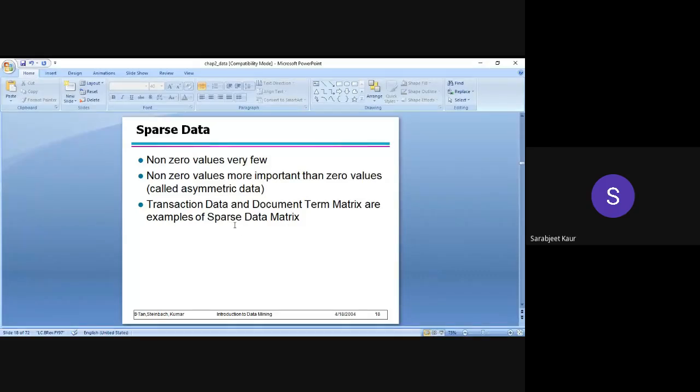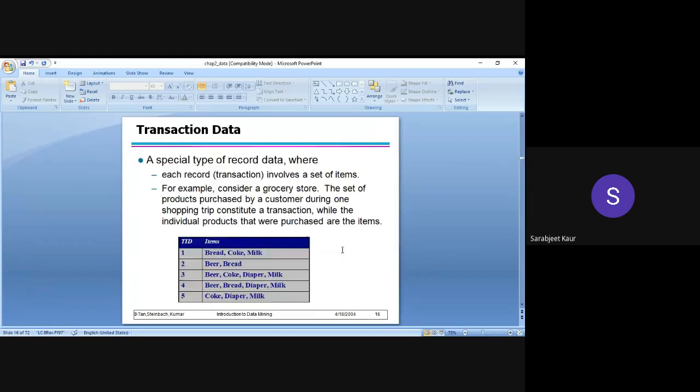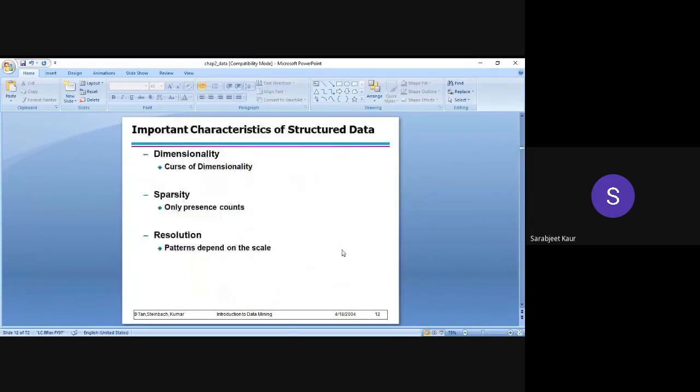Transaction data and document term matrix are examples of sparse data matrix. Please see now. There is yet another characteristic that is important for us to discuss about the structured data, that is about all these kinds of data that we are going to see, and that is the resolution. Now how does resolution characterize data, or why is it important?